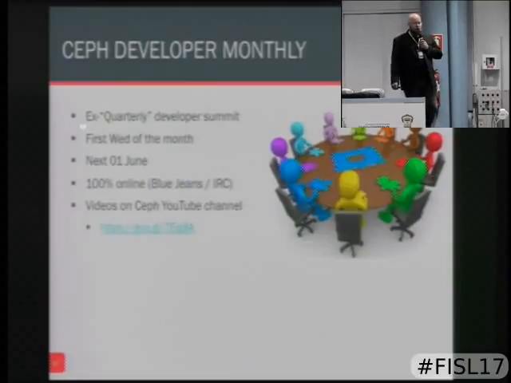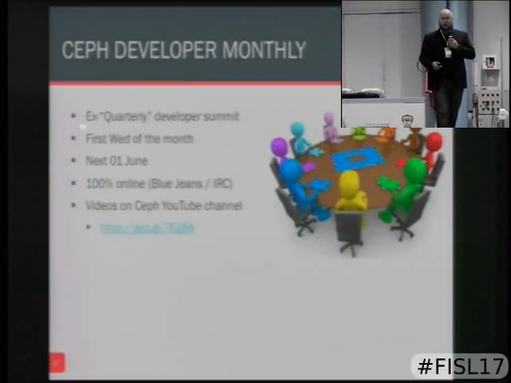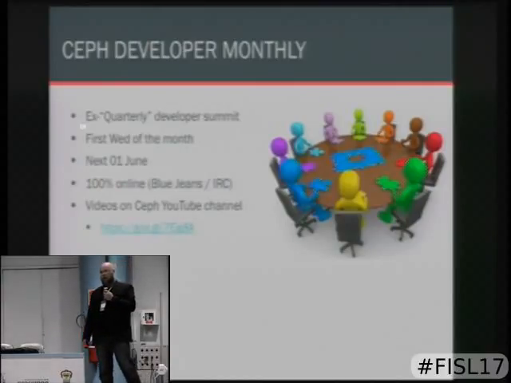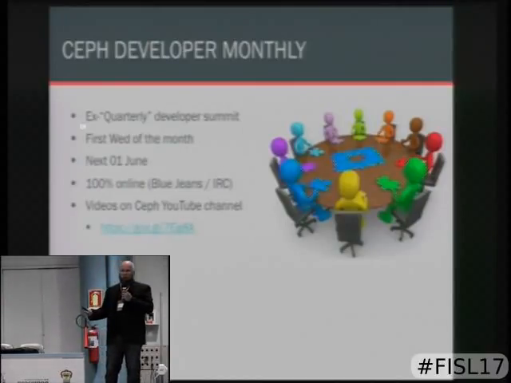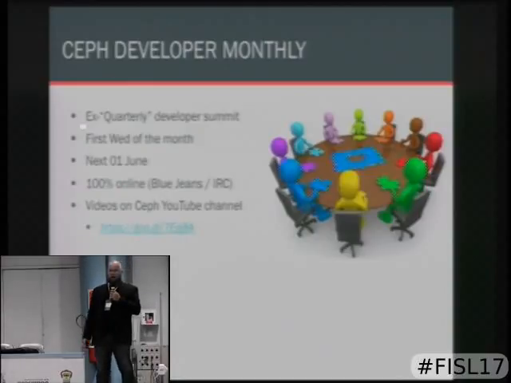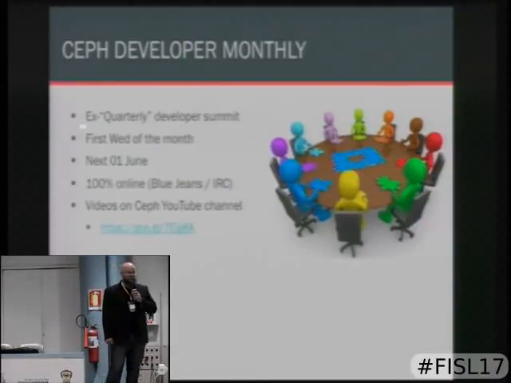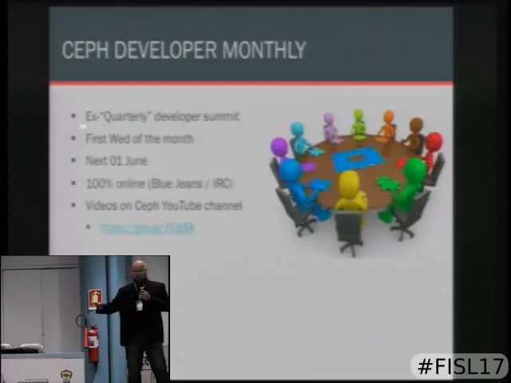Ceph Developer Monthly. It used to be that we would release a new version of Ceph every quarter, every 3 months. And after that release happened, we would all sit down on a Blue Jeans conference and talk about what's going into the next release. These, as we started to get more and more contributors, started turning into 8 and 10 hour slogs, and Sage and I just couldn't physically handle it anymore. So we decided that it was better to spread this out a little bit more.